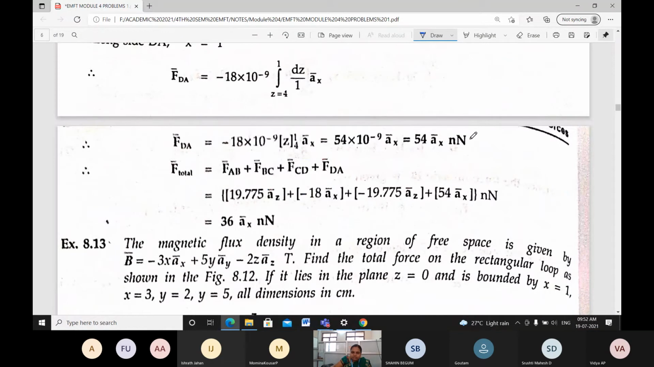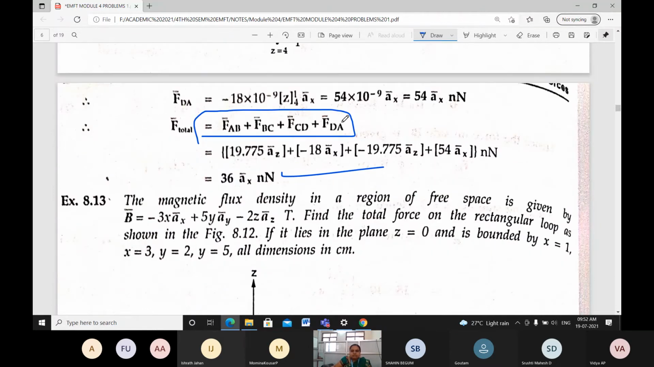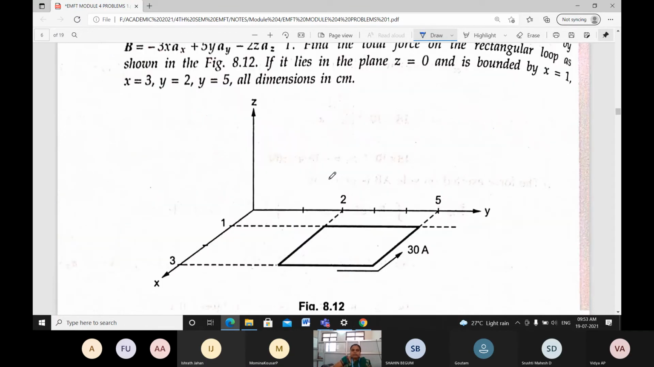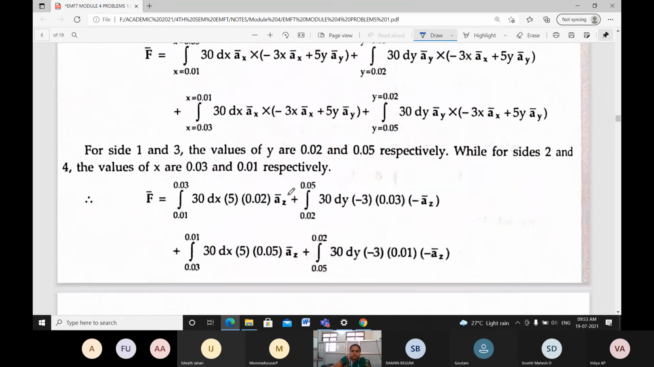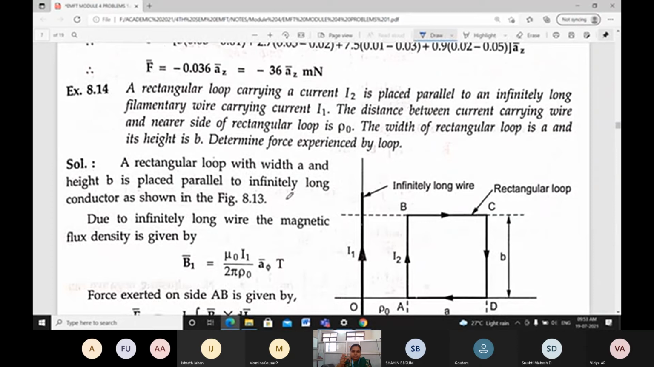54 AX nano newtons. Now lastly, F total is going to be the sum of the forces on all sides, that is FAB, FBC plus FCD, then plus FDA. Adding all of these, you will get 36 AX nano newtons. This is how you should find the force on each side. You can do this problem as an assignment. It is similar to the previous one; just integrate each and every element.